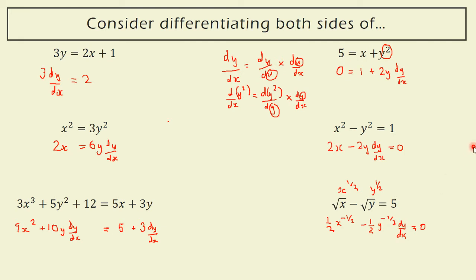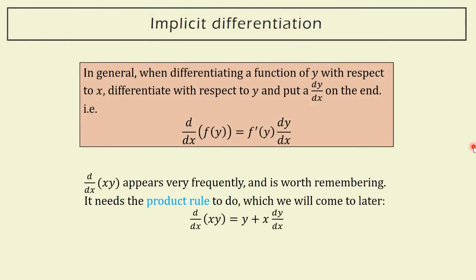And what we've just done there is called implicit differentiation. Okay, basically we're using the chain rule. Whenever we're not seeing a function of x, we're using the chain rule and writing dy by dx. Okay, that's implicit differentiation. So when we differentiate a function of y with respect to x, we differentiate with respect to y and put a dy by dx on the end.